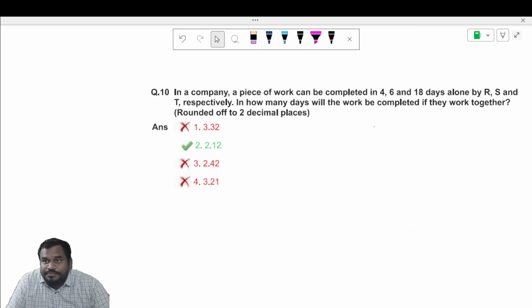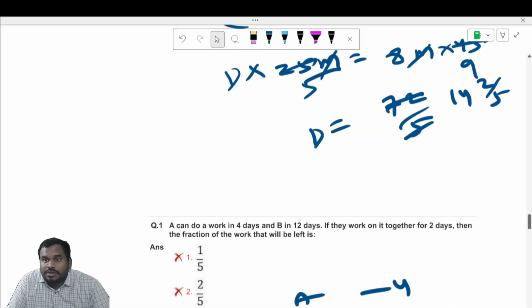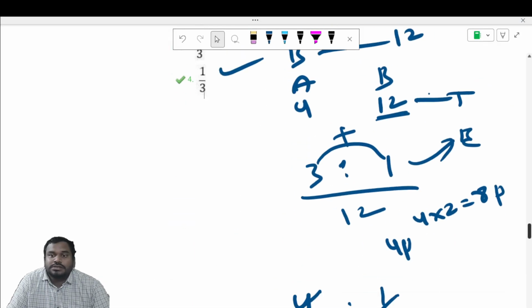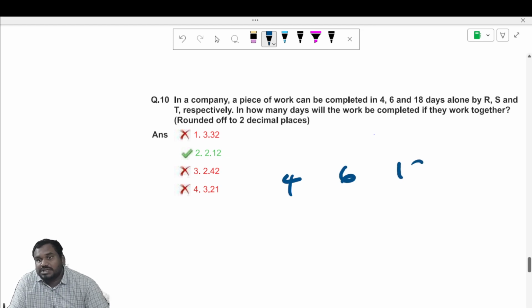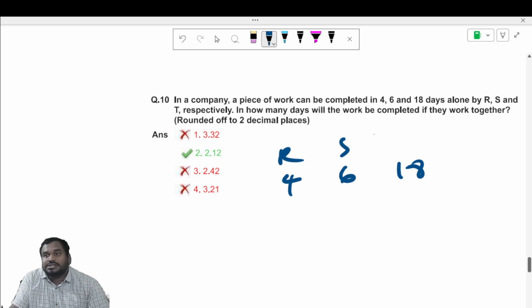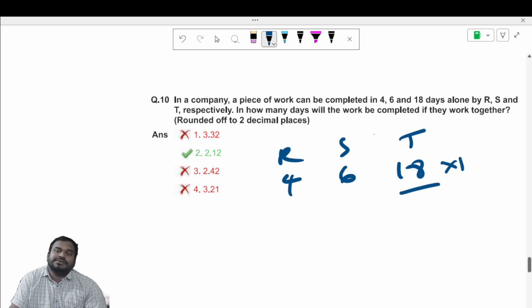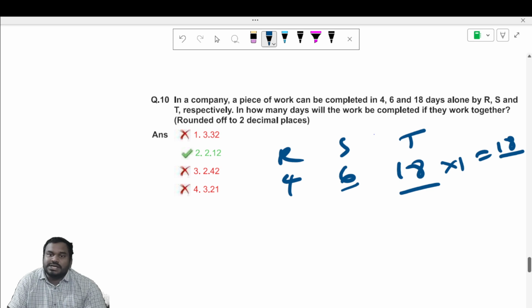In a company, a piece of work can be completed in 4, 6 and 18 days by R, S and T respectively. In how many days will the work be completed if they work together? Using the LCM, take the larger number, multiply with 1, so you get 18. Check whether 18 is divisible by 6. Yes, but not by 4, so it cannot be the LCM. So multiply with 2, which gives 36.